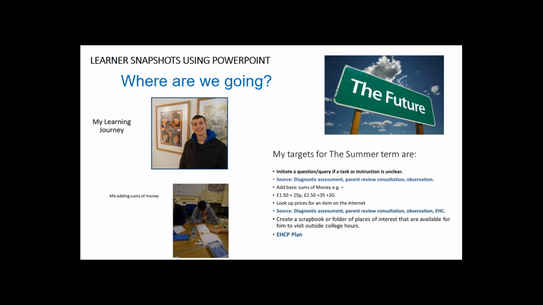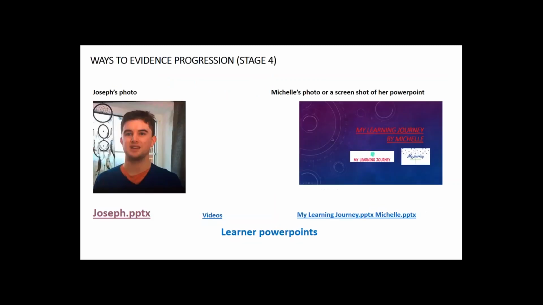But the lecturer has actually identified where these targets came from: the parent review, the diagnostic assessment, and educational healthcare plans. And that's so great for your quality control and your audits to have a look. You've got a clear picture of Thomas working towards his targets and knowing what he's going to be doing. I'd like to just show you another couple of PowerPoints very quickly.